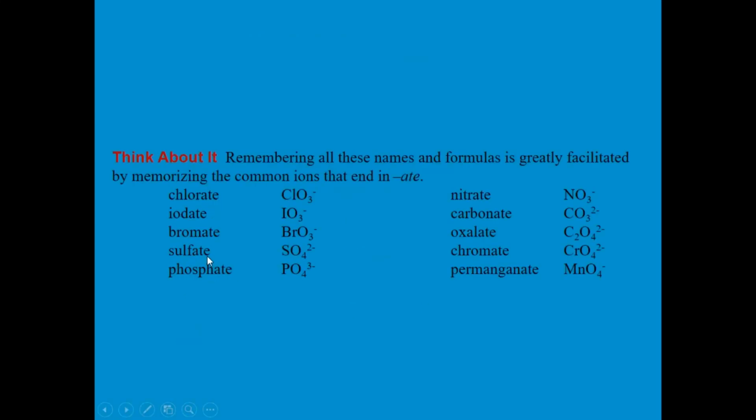These are all the important ions you should remember that end in -ate: chlorate, iodate, bromate, sulfate, phosphate, nitrate, carbonate, oxalate, chromate, and permanganate. And then you can remember your per- and your hypo- along with it.